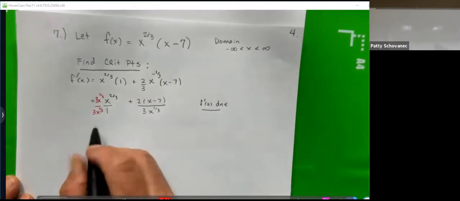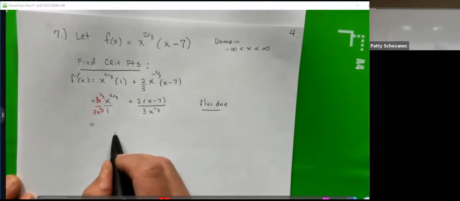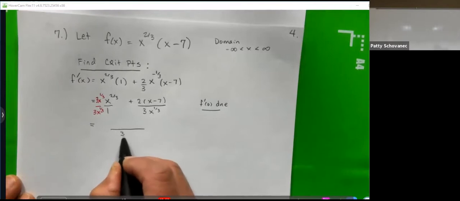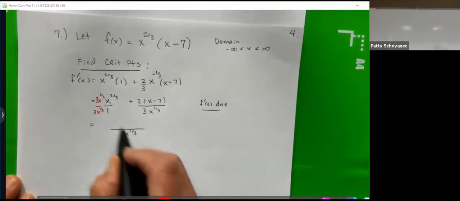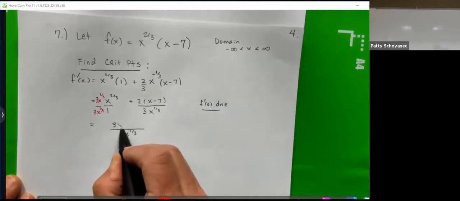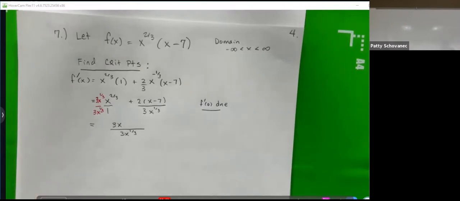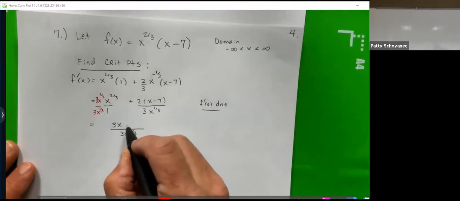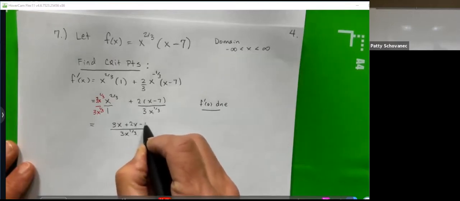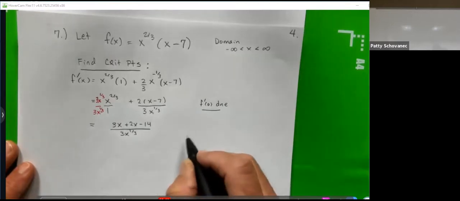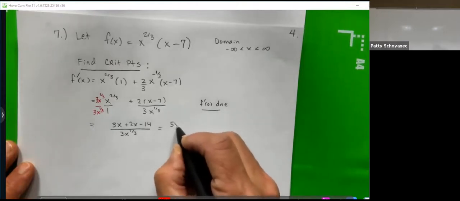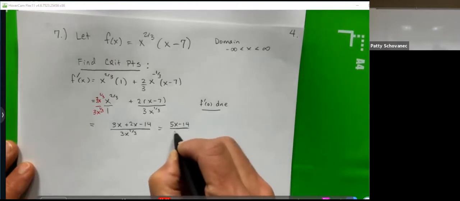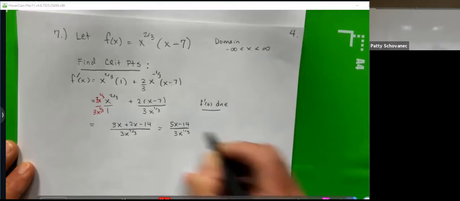And then multiply that out. Both of them now have the denominator of 3x to the 1/3. This product gives me 3x. When you add exponents, you get x to the 3/3. Then I have plus 2x minus 14. So my numerator simplifies to 5x minus 14 over 3x to the 1/3.